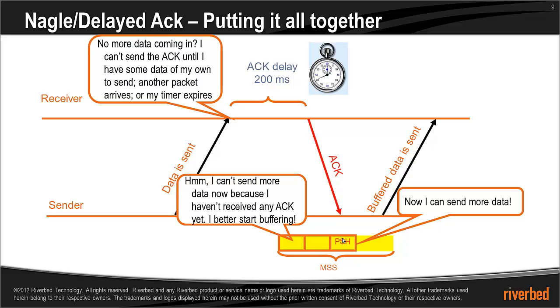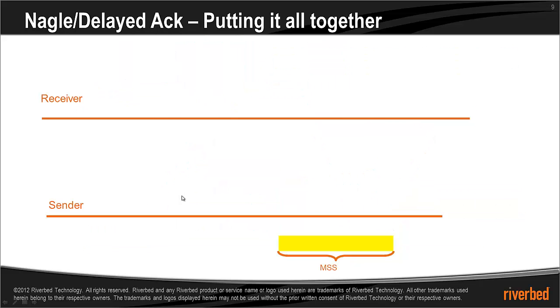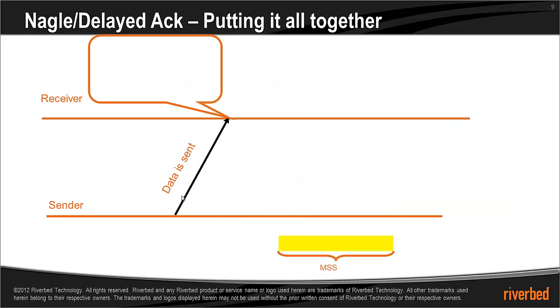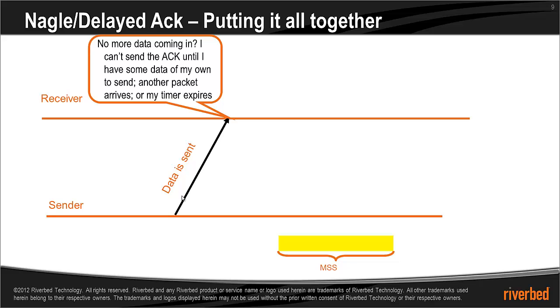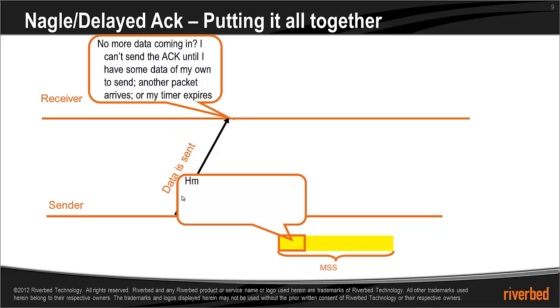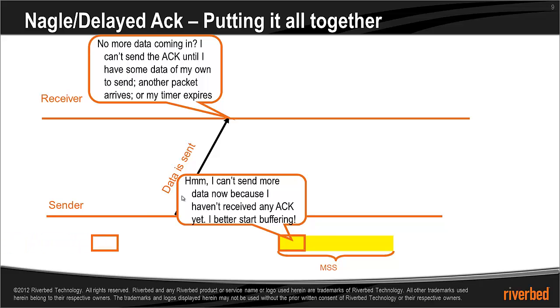Okay, so one more time, let's rewind the animation and take a look. Data is sent. I can't send the acknowledgement yet because it's a single packet. Okay, and my timer has gone off now. I can't send any more data because I'm waiting for it to buffer.